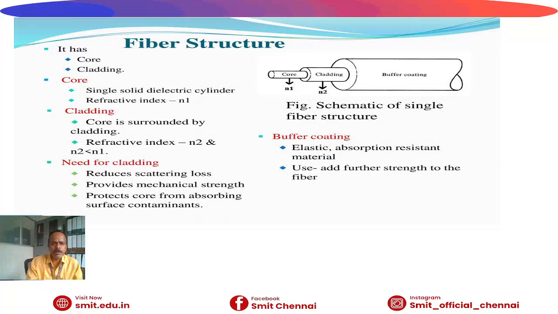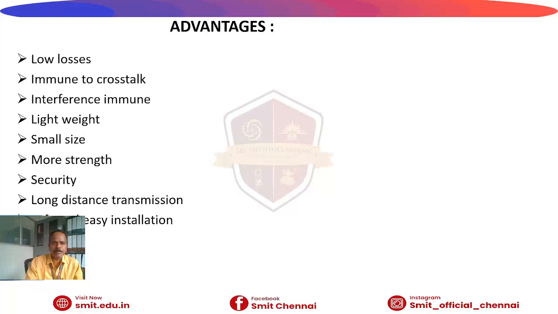Actually, the cladding reduces the scattering loss. The cladding provides the mechanical strength. Cladding provides protection from the surface contaminations also. Over which there is a buffer coating as well. That will give the elasticity, that will give the absorption resistant material, that will add further strength to the optical fiber communication cable.